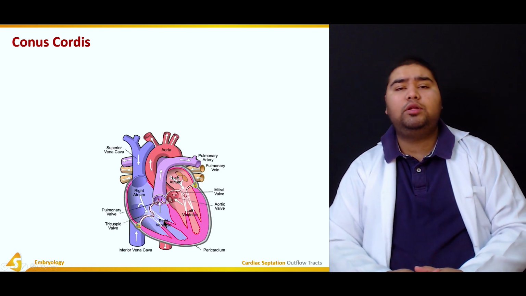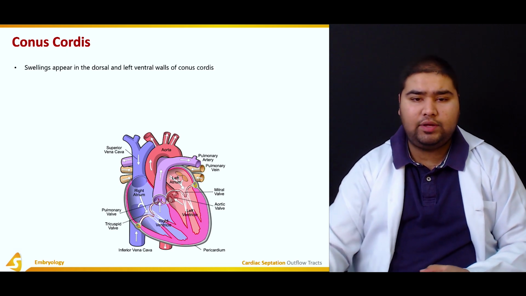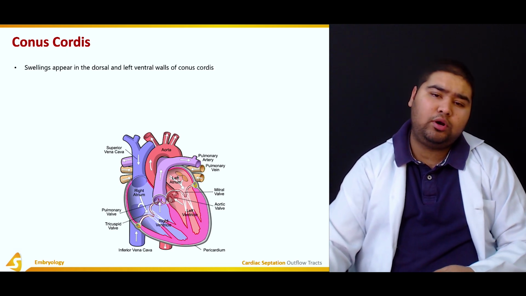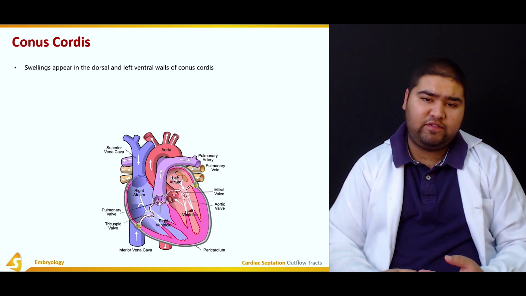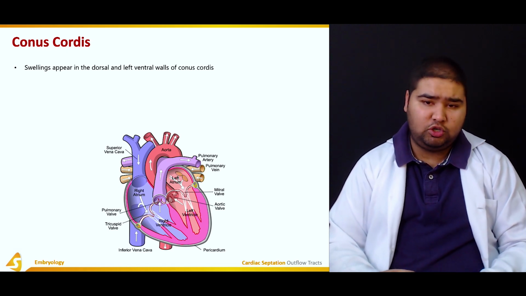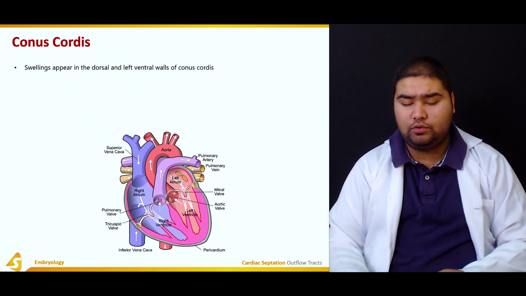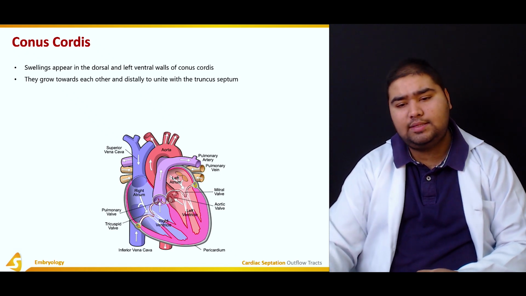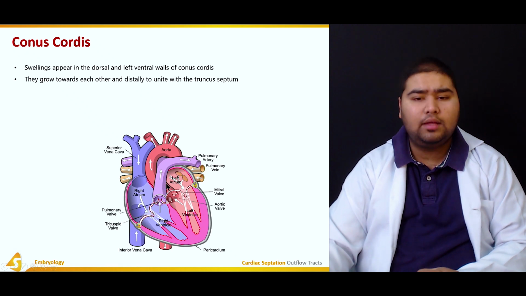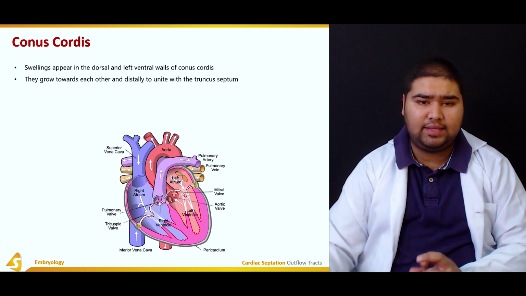So let's talk about the conus cordis. Now the swellings also appear in the conus cordis, but they're not superior and inferior; they are in the dorsal and left ventral walls of the conus cordis. They grow towards each other. This is the region of the conus cordis in which the swellings would tend to appear. This is an adult heart, mind you. The swellings cannot be visualized on this heart.